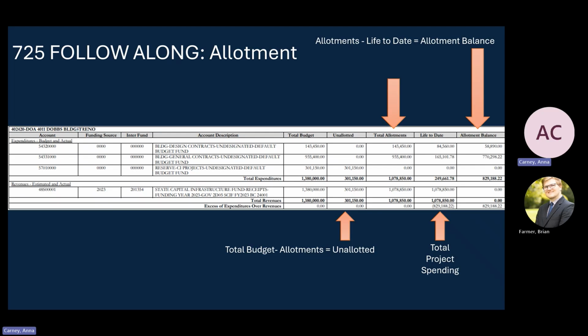The life to date column is going to include your total project spending, so how much cash has actually gone out the door for that project. And then your allotment balance would be the allotments column minus the life to date spending. So again, what's left to spend of what funds you've already been allotted, so you have an idea of how much is left before you need to request more funds.